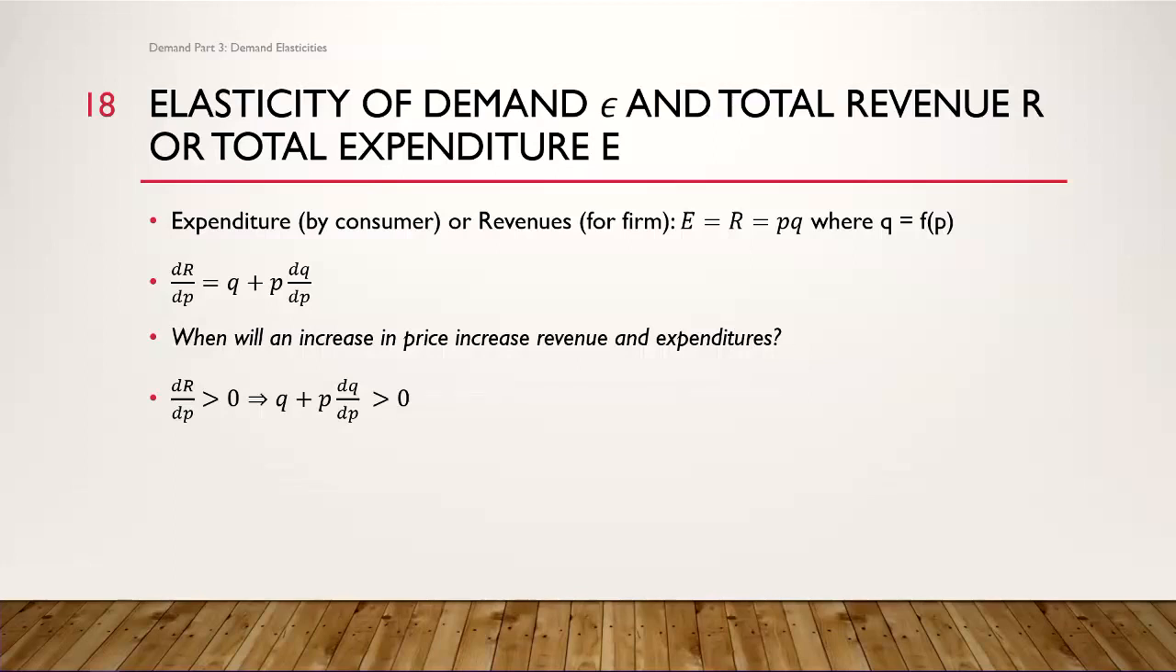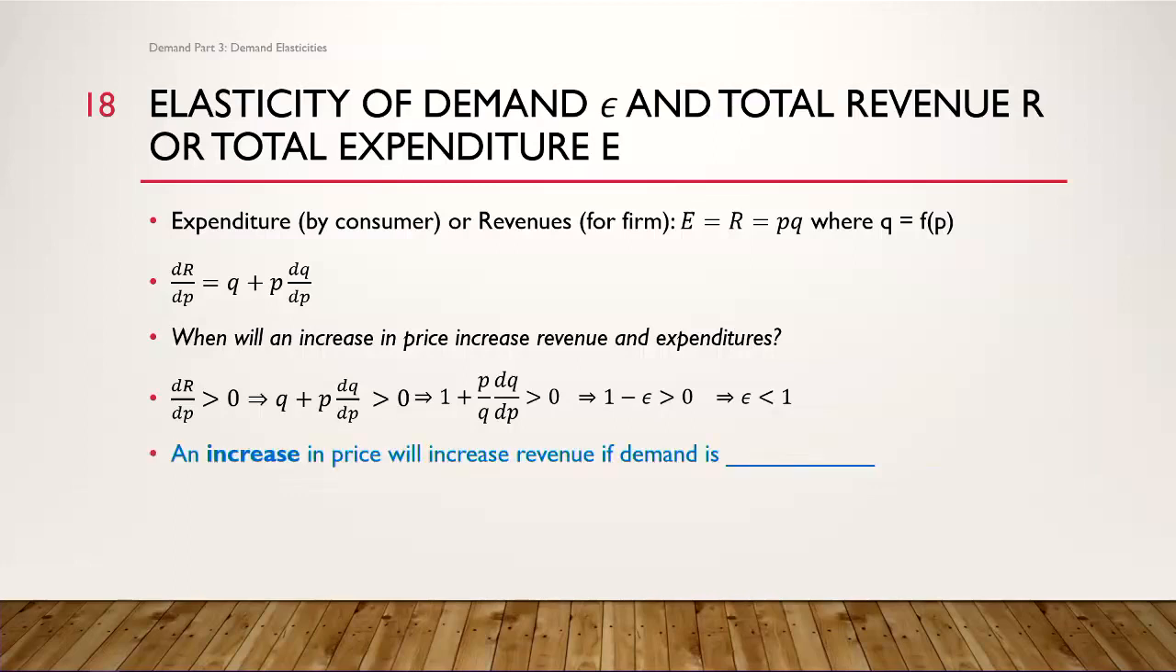Now, take this expression and divide both sides of the inequality by Q. Remember, 0 divided by Q is just 0, so the right-hand side is still going to be 0. But dividing the left-hand side by Q, we get 1 plus P divided by Q times dQ/dP. Now, can you recognize what's in that second term? That's just the negative of our elasticity of demand. So this is 1 minus the elasticity of demand on the left-hand side. So we have, therefore, that revenues will go up when the price goes up as long as the elasticity of demand is less than 1, in other words, inelastic.